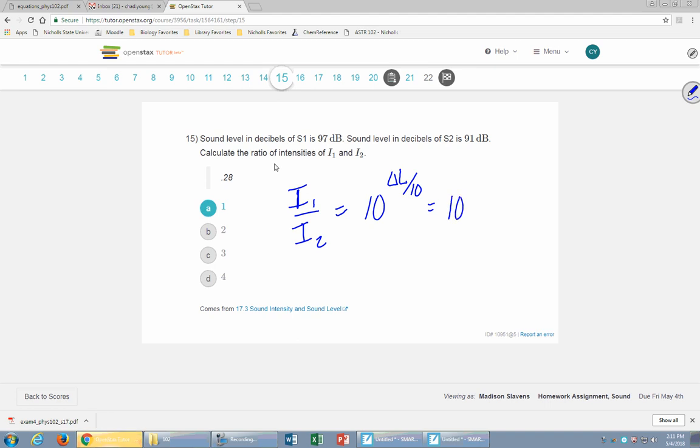So that's going to be 10 to the delta L, which is 97 minus 91. So that's going to be 6 divided by 10. So it's going to be 10 to the 0.6 power. On your calculator, you have to use the Y to the X button. So you do 10, or just use your caret, 10 to the 0.6 power. And I get 3.98, so that's equal to 4. So 4 would be the right answer for that one.